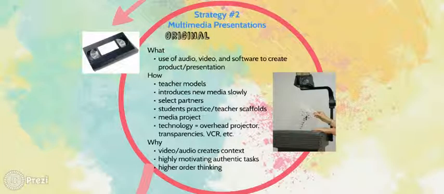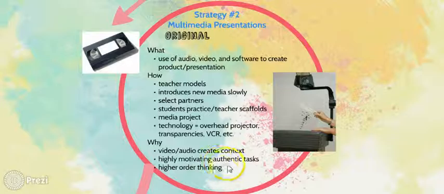How do students learn how to make these? Well, the teacher models the use of technology. They introduce new media slowly. They select partners. Students practice and the teacher scaffolds. Then perhaps they complete a media project. The technology that is used with the original multimedia presentations is overhead projector, transparencies, VCR.